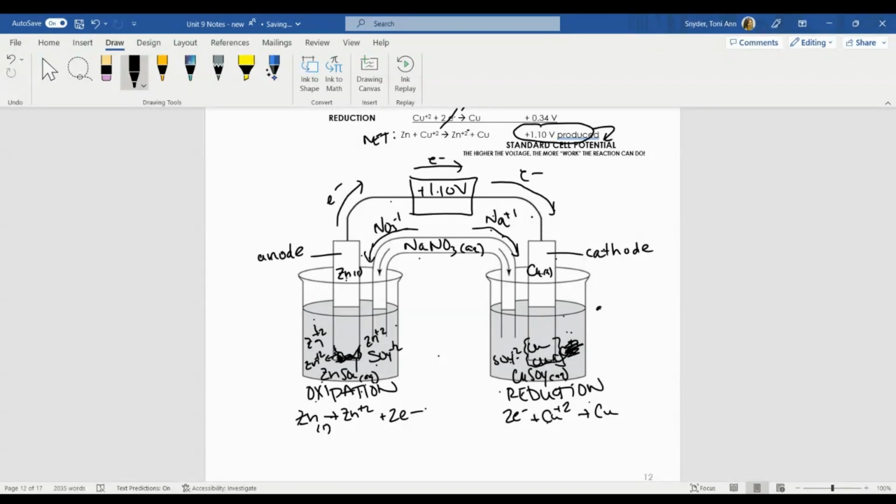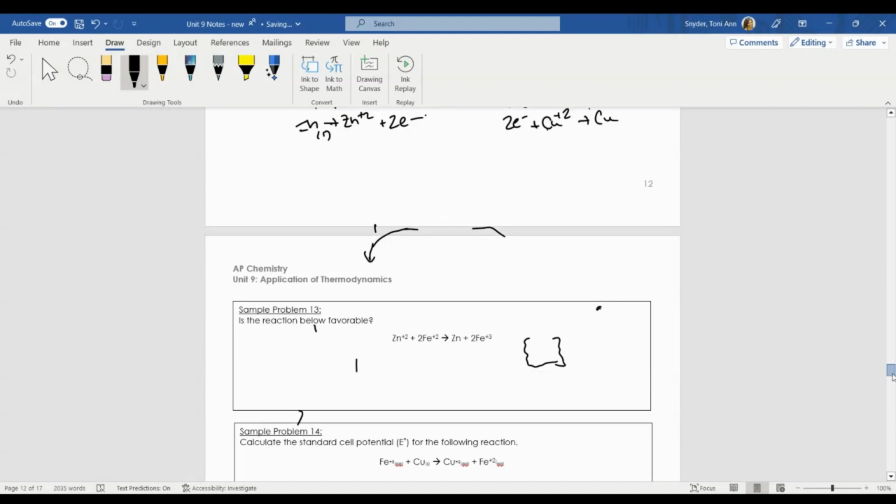And that's it. Every voltaic cell will have this type of setup. Let's go ahead and try the next 3 sample problems, and these should be pretty quick. But I want you to see some examples here.